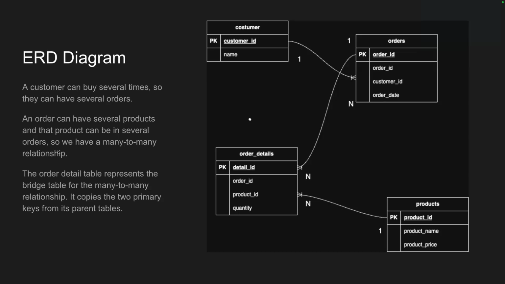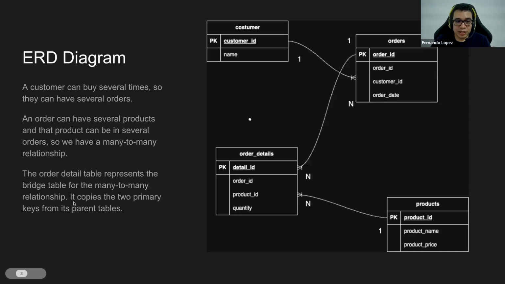So when we have many to many relationships, guys, we need a bridge table. In this case, we're going to call the bridge table the detail table. This is going to represent the many to many relationship. It copies the two primary keys from its parent tables. So as you see here, this is the order table, this one.